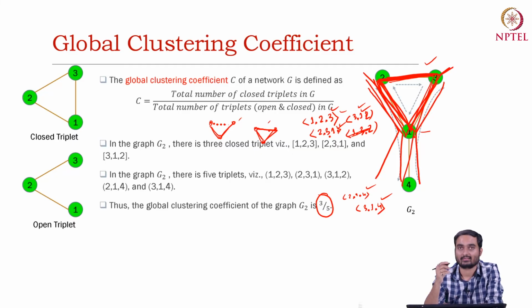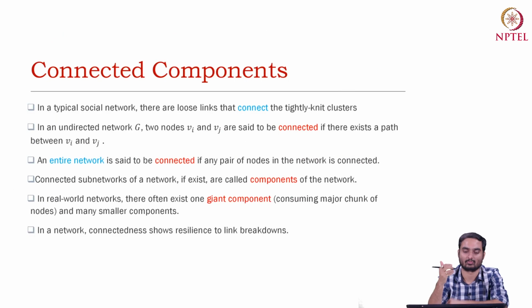Okay. Now what does it mean? So the number of closed triplets indicates the number of close friends. Now think of a graph where your global clustering coefficient is very high, meaning that you have a lot of triangles, right? It means this graph is very dense. Okay, you can infer many things from the value of the global clustering coefficient.